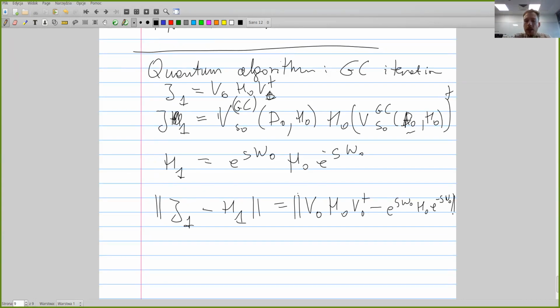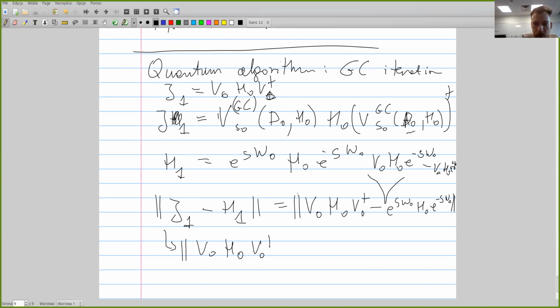Close this here, yeah? And now what I can use is I can insert here V0, H0, E2 minus SW0, minus the same thing, minus V0, H0, E2 minus SW0. Sorry about the writing. And then I use the triangular inequality. So I have V0, H0, V0 dagger minus V0, H0, E2 minus SW0, plus this other term, V0, H, E2 minus SW0. This is standard stuff, yeah? I'm just doing the calculation here.